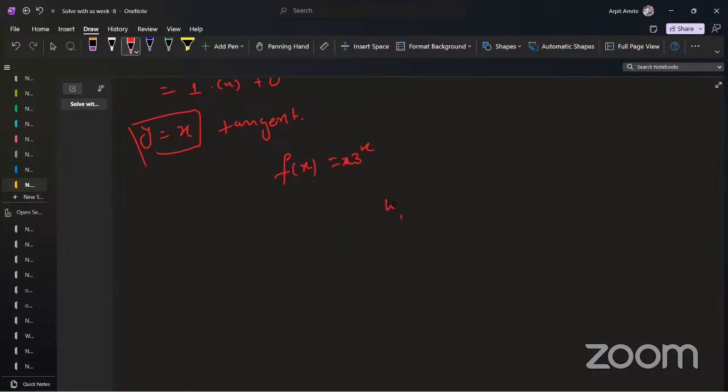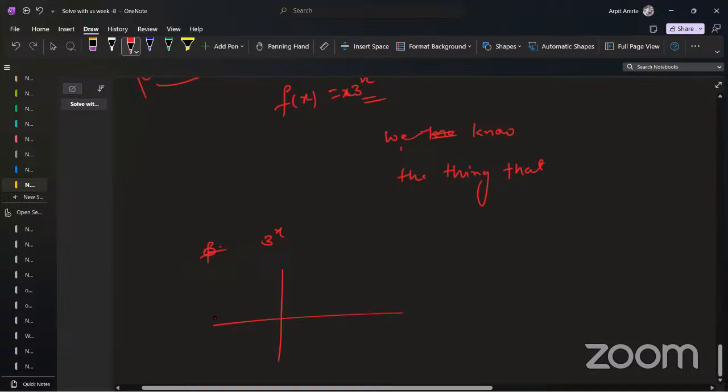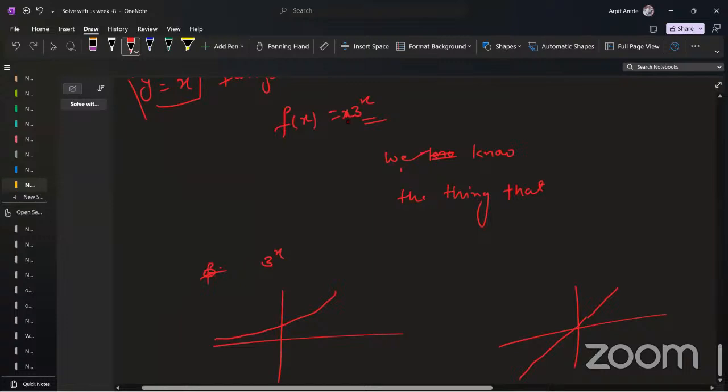We know what the graph of this function will be. If I see the graph of 3 raised to the power x, it will go like this. Now, we also know the graph of the function y is equal to x. This goes like this, right? Now, if I put f(x) equal to 0 here, x equal to 0 here, what will it be? 0 only. Okay. If I put some negative number here, what will it be?